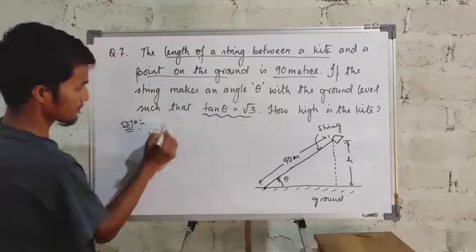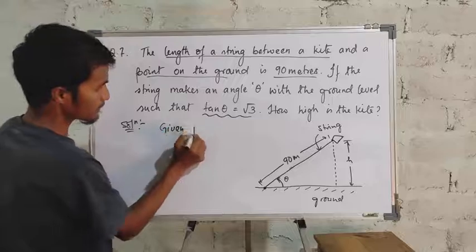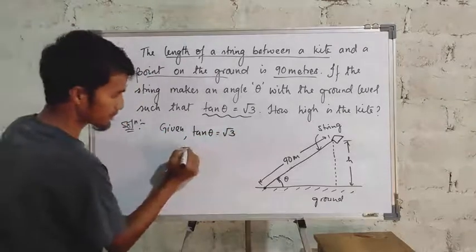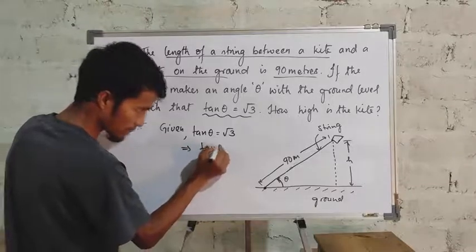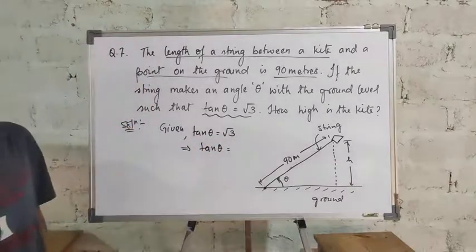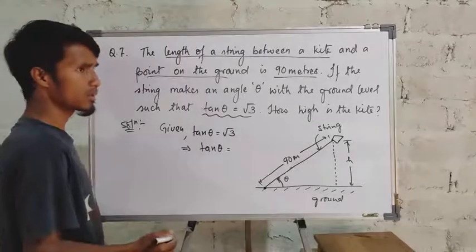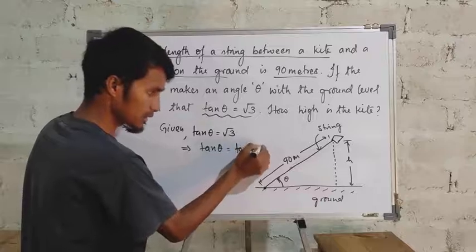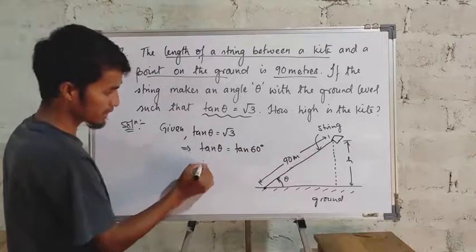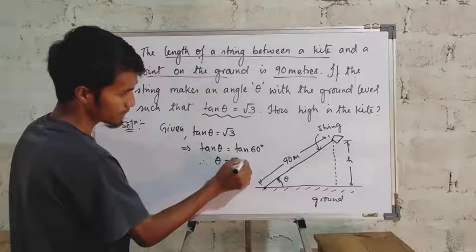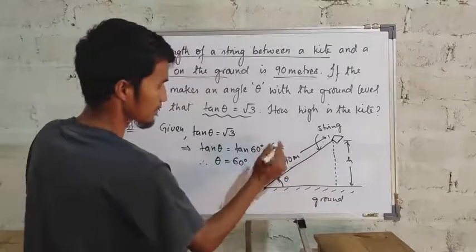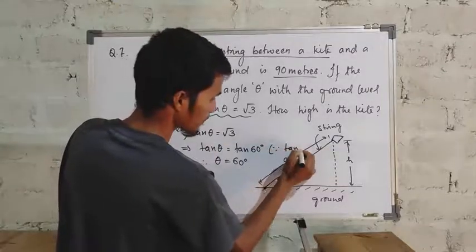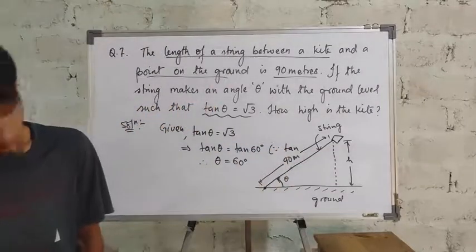Now given tan theta is equal to root 3. Then what's the value of theta? Tan how much will be root 3? Tan 60 degree. Then equating the angle, then therefore we have theta is equal to 60 degree. Since tan, okay, I'll drop here.